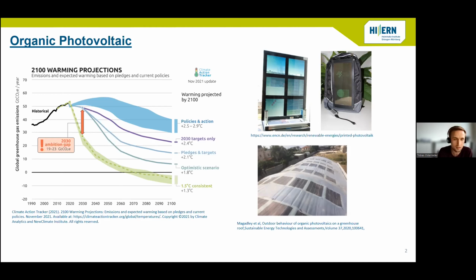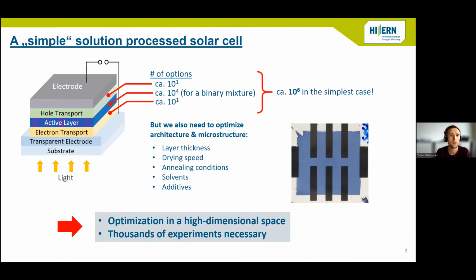So what's the problem? The problem is we're still lagging behind in efficiency and stability compared to the silicon solar cells. So we want to increase those things to be competitive on the market. The problem here for the organic solar cells is we have a lot of options to choose from. On the one hand, it's a problem because we have a lot of options to choose from. On the other hand, it's good because we still have room for improvement.